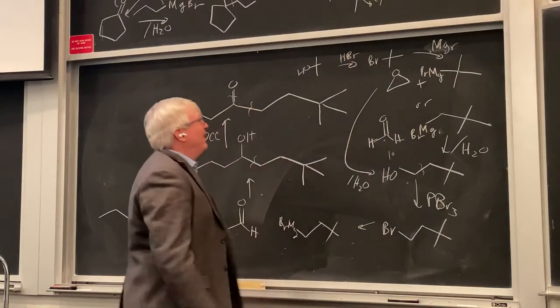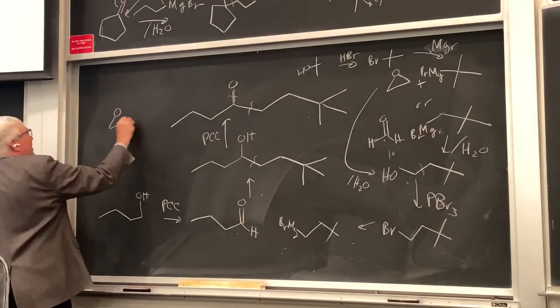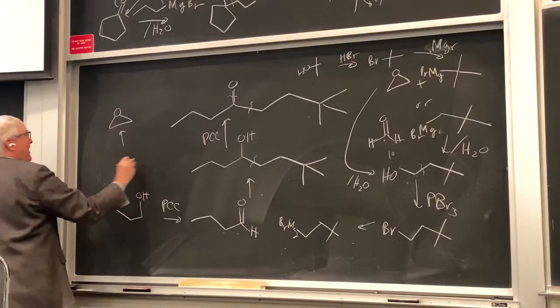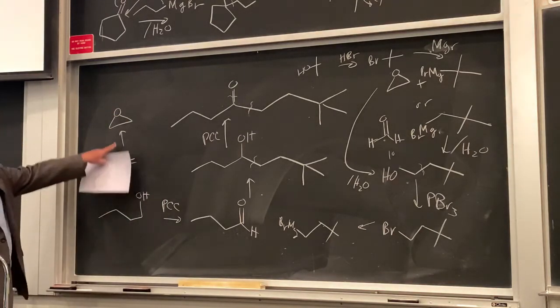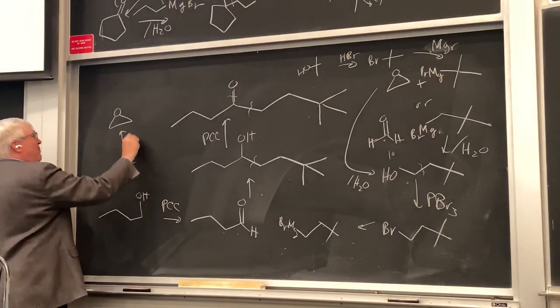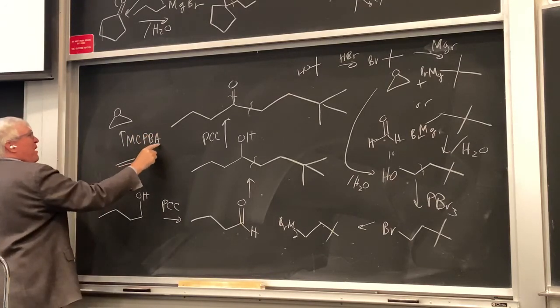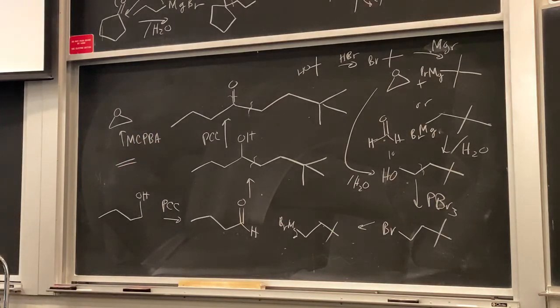Okay. And some people worry about ethylene. Where do we get ethylene from? Ethylene comes from the alkene. Alkene to ethylene oxide here. Yep, MCPBA. Remember that? Metachloroperbenzoic acid. That goes back to chapter 9, I think, in 351.